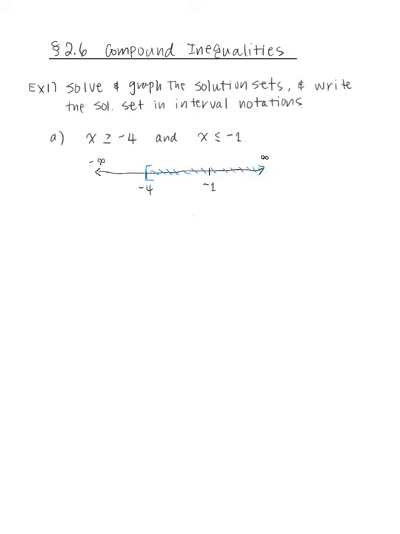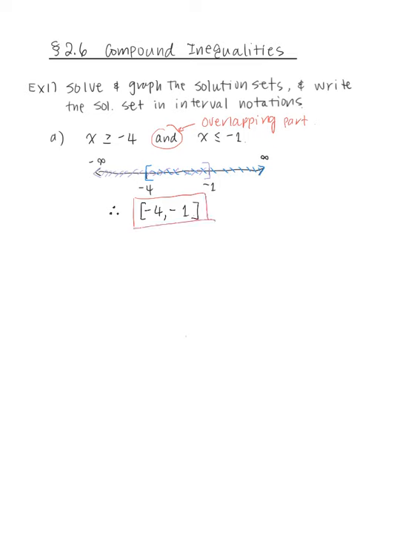And then let's take a look at x is less than or equal to negative 1. So that will be from here. I hope you can see this color. And then it's going to go towards negative infinity. Since the word is and, you're going to have to take the overlapping part of the interval. So where is it overlapping? From negative 4 to negative 1. So therefore, our answer is negative 4 comma negative 1.